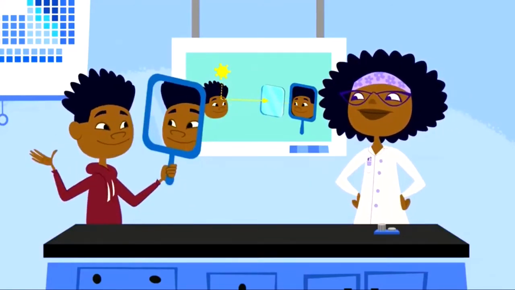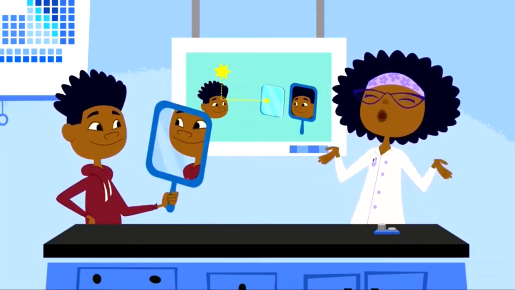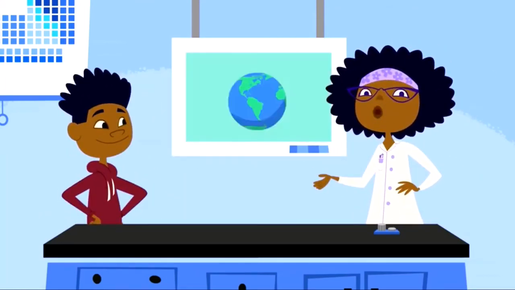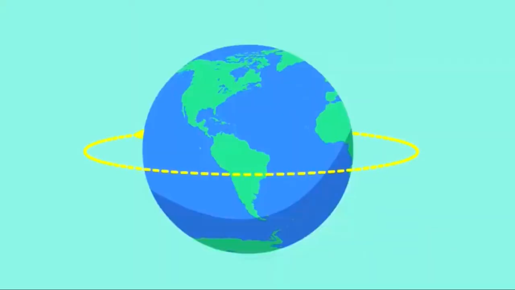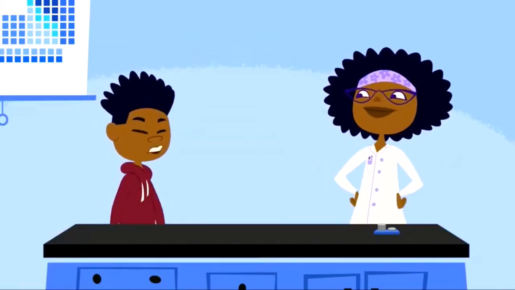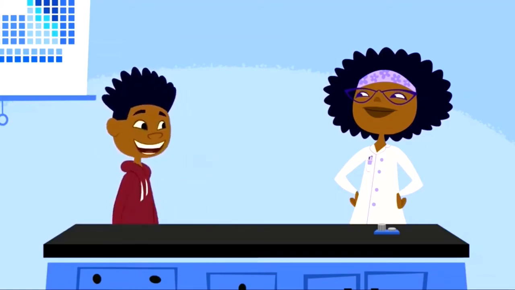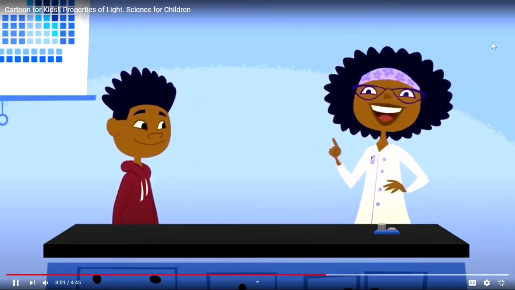Man, all that happened so fast. Super duper fast. Light travels so fast that it can go around the entire Earth more than 7 times in 1 second. Isn't that amazing? Whoa, if I could run that fast playing baseball, I'd never be thrown out. That's for sure.